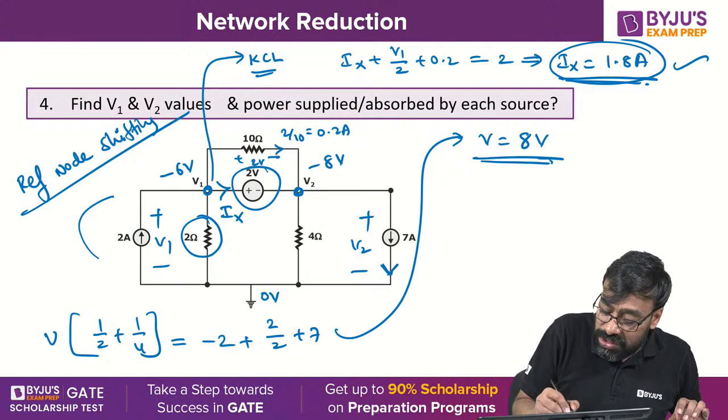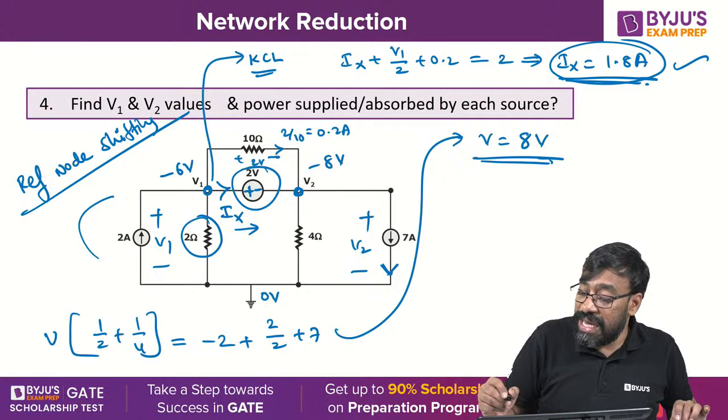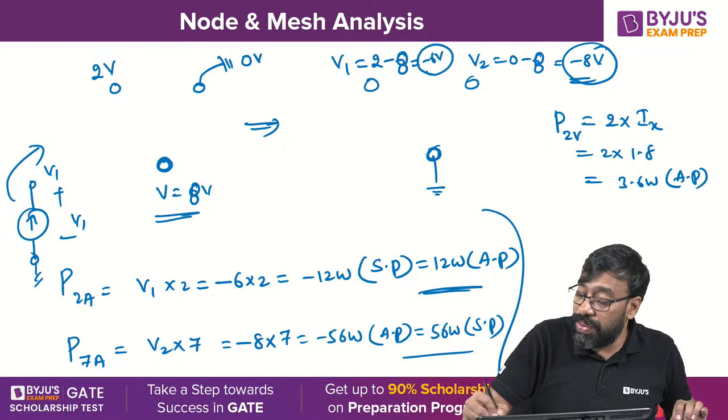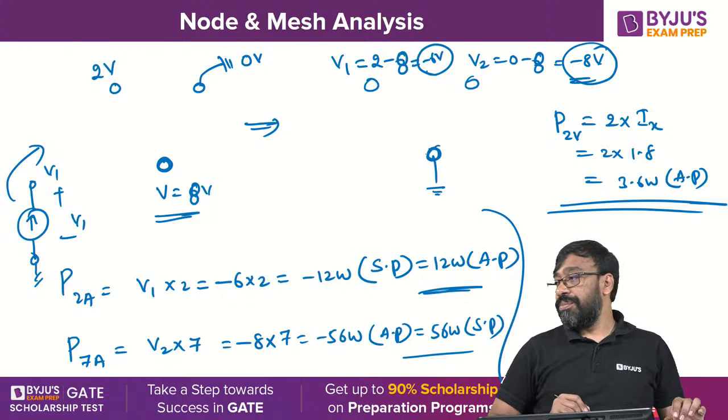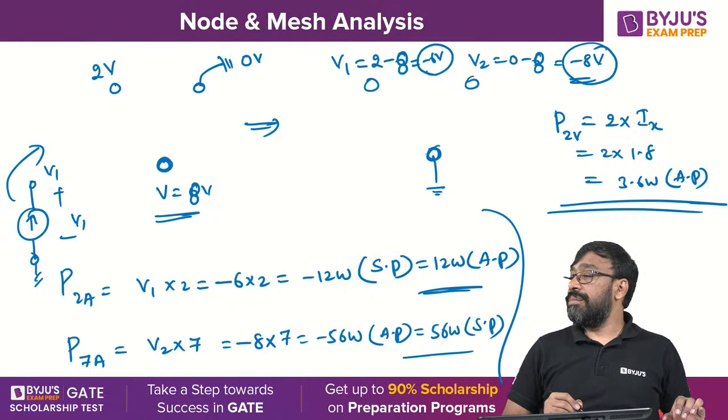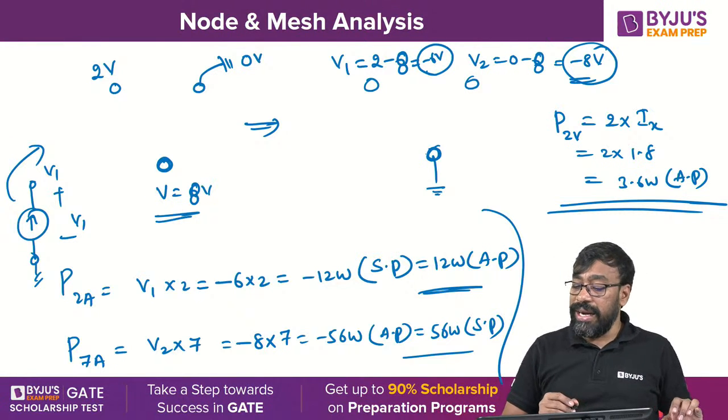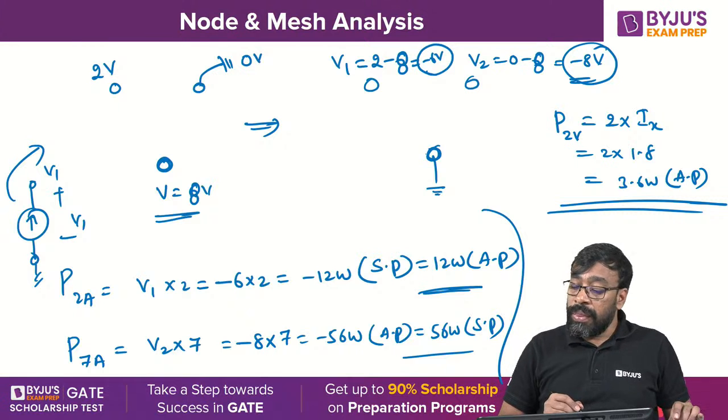Look at this current. What is it doing? It is entering into the positive terminal. Therefore, it is absorbing the power. This is absorbed power. Is it clear? Okay. It is clear, right? Very good.